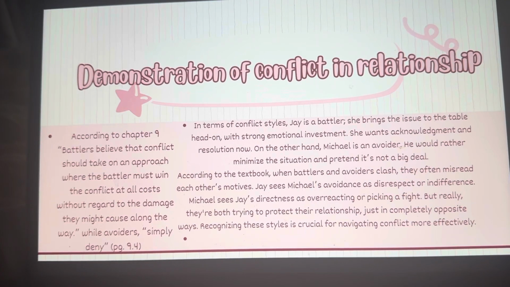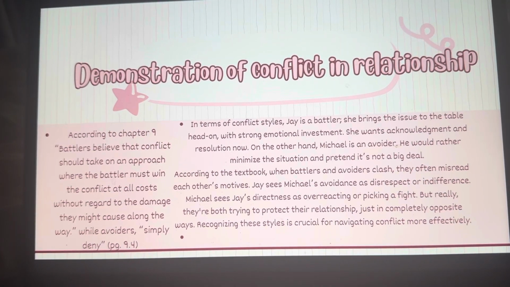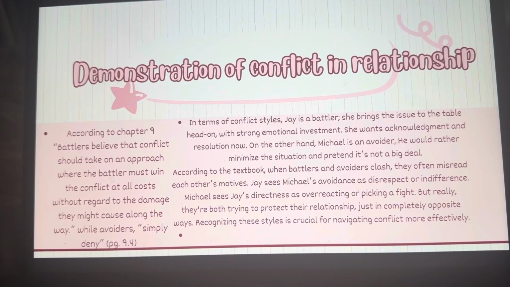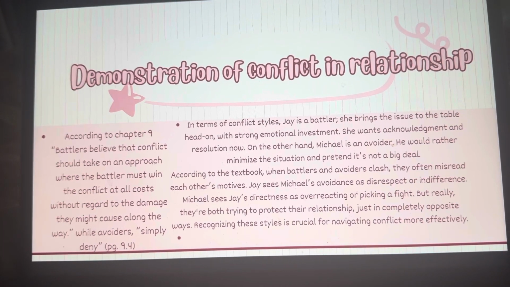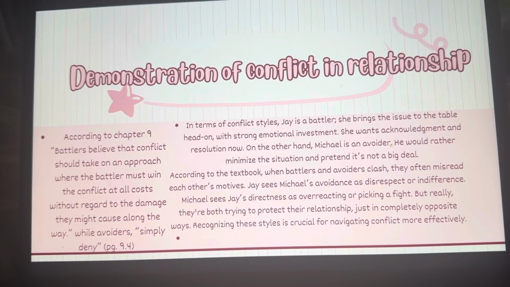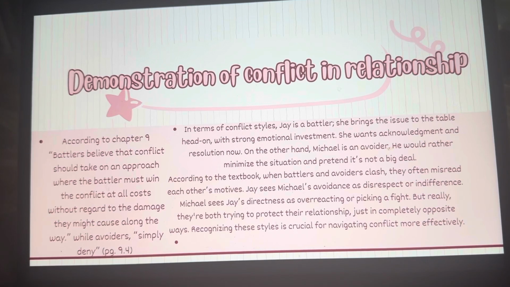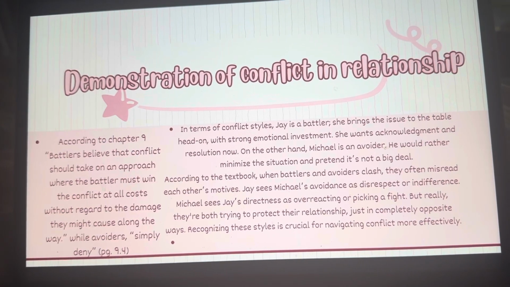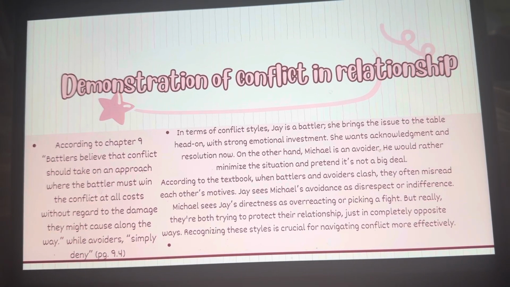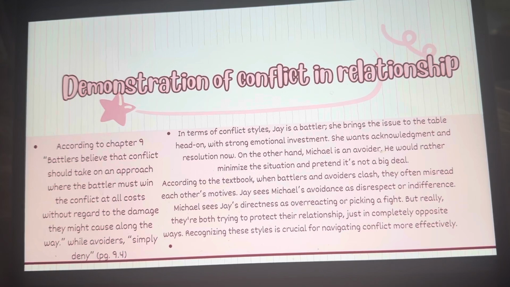In terms of conflict styles, Jay is a battler. She brings the issue to the table head on with strong emotional investment. She wants acknowledgement and resolution now. And on the other hand, Michael is an avoider because he would rather minimize the situation and pretend it's not a big deal.